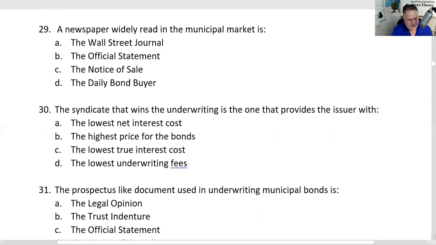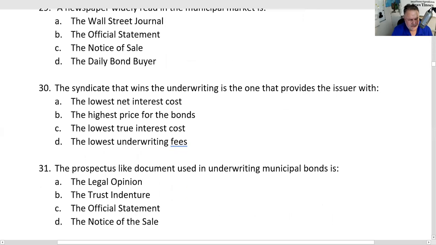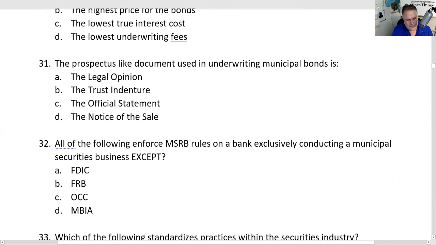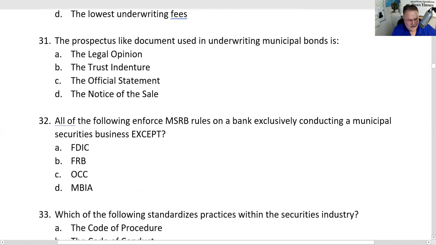And the answer that used to show up quite a bit and kind of has not been showing up lately would be the one who provides the issuer the lowest net interest cost. This is definitely testable. We don't have prospectuses because muni bonds are exempt, but the prospectus-like document, very much a test question or test fodder, is the official statement. The notice of sale is what the issuer puts in the Daily Bond Buyer if it's going to be a competitive underwriting.